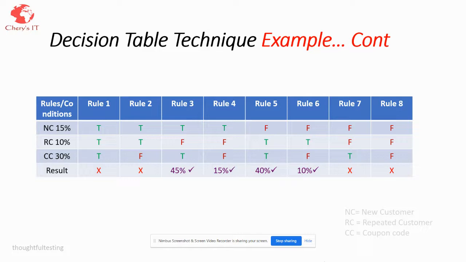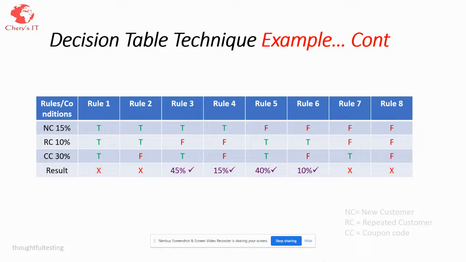Why? It's a new customer, 15% discount. He is not an old customer, very good. He is having a coupon code also. So, as a new customer, he's getting 15% discount. As a coupon code, he's having 30% discount. So, altogether, he'll get 40%. This is a valid test case, right? So, this condition goes true. True, false, true. Okay.